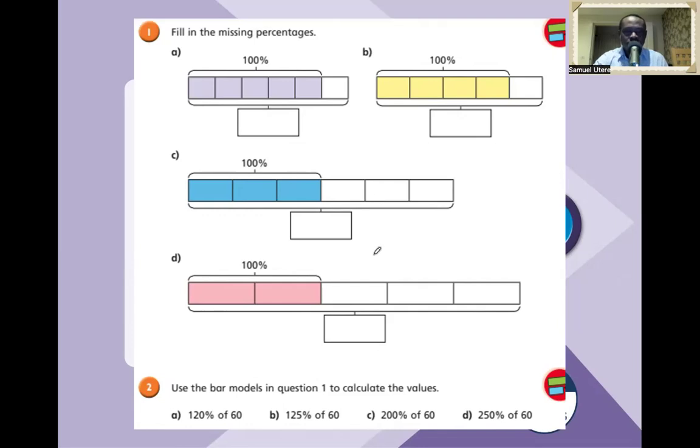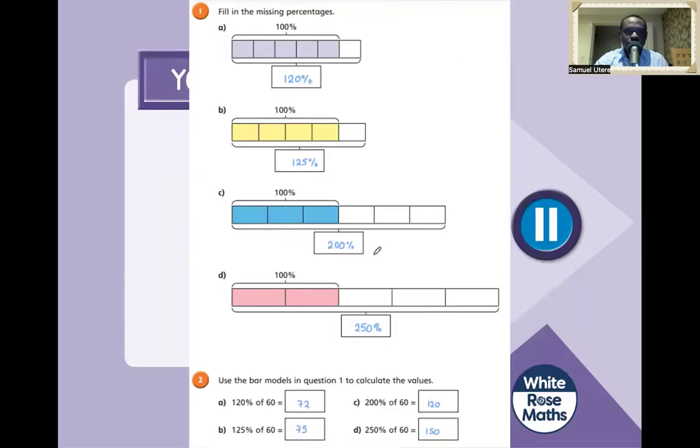Assuming you've paused the video and you've answered questions 1 and 2, here are the answers. So mark your work and celebrate your success. Here you can see if these 5 bars represent the 100, then each has to be 20. So this extra one has to be 20. Here, if it's 4, then it has to be 25. That extra is 25. Here, if it's 3, then just this is 100. So that other 3 has to be 100 as well. So the whole lot is 200.